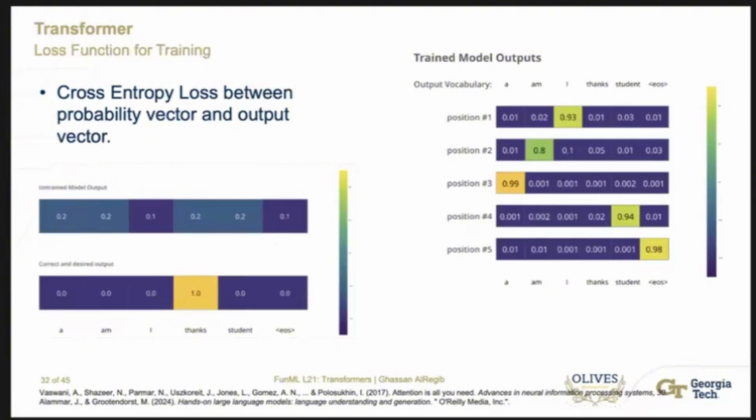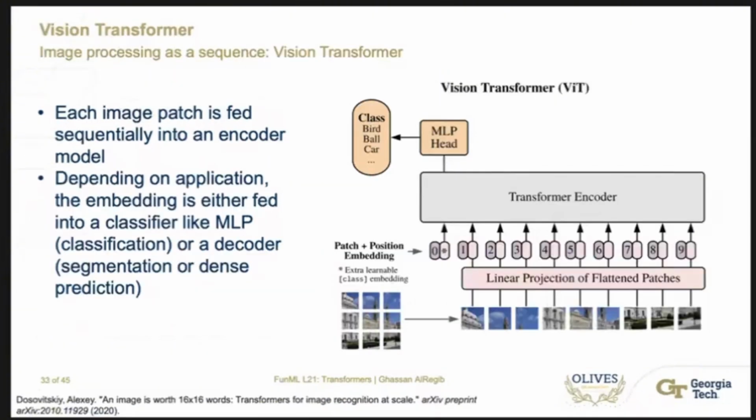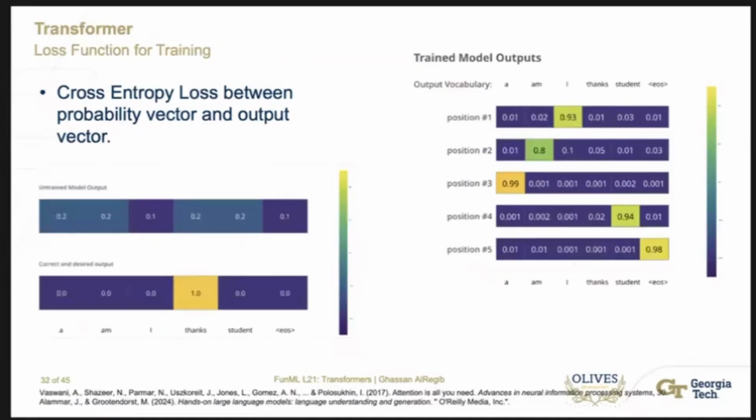And this happens at different positions. So we do that for the first position, the second position, until we reach the end of sentence token, which basically tells the model to stop predicting. So this is the finish of the transformer for language models.